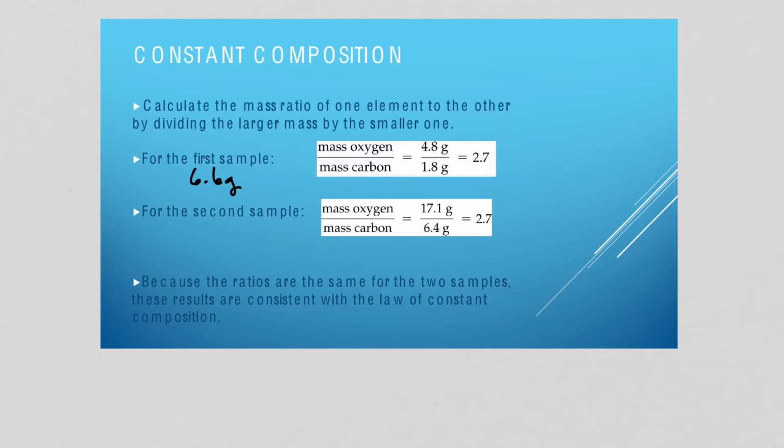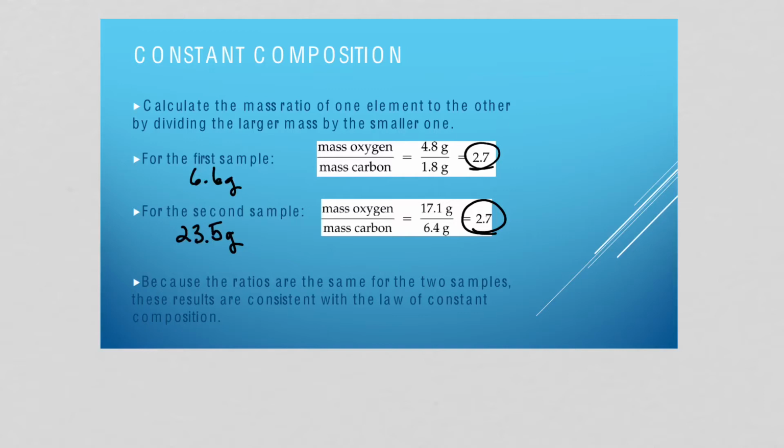Notice conservation of mass: 6.6 grams to start with, 6.6 grams to end with. But the ratio of oxygen to carbon is 2.7. If we take another sample of presumably that same compound, it should have the same mass ratio no matter how much of that compound we start with. So let's say we start with 23.5 grams, and we break it down. It ends up with 17.1 grams of oxygen and 6.4 grams of carbon, and notice that ratio is the same.